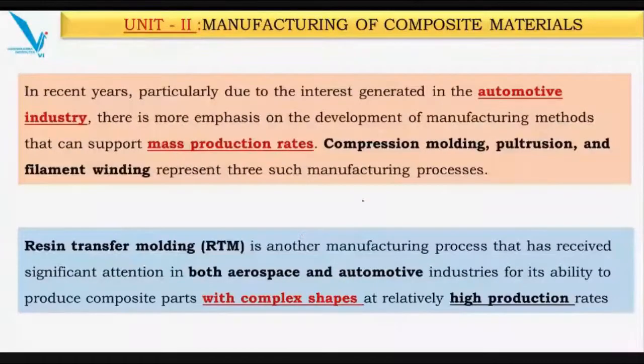Recently the automotive industry is looking for composite materials, because the automotive industry is again huge. Mass production in the automotive industry is more as compared to aircraft and space vehicles. So, looking at this demand from the automotive industry for mass production rates, these methods are generally compression molding, pultrusion, and filament winding.